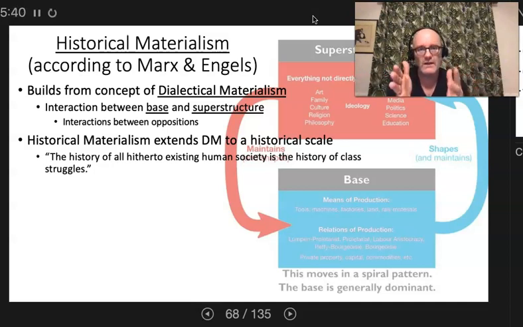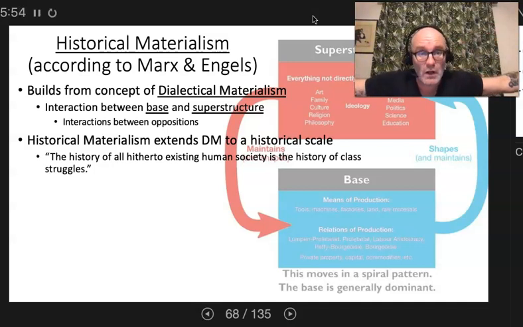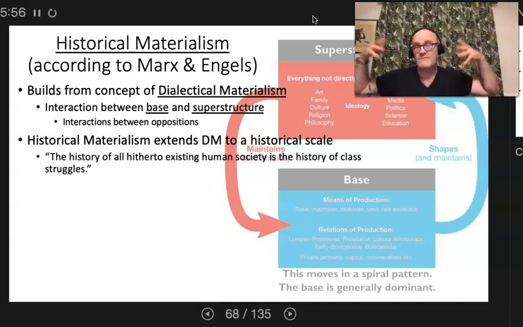So again, for Hegel, dialectics: thesis, antithesis, synthesis. Marx extends it to dialectical materialism. It's about the material stuff, and now we've moved into historical materialism. Let's look at this stuff through the long view of history. And this is that famous Marx quote, right? The history of all hitherto existing human society is the history of class struggle.